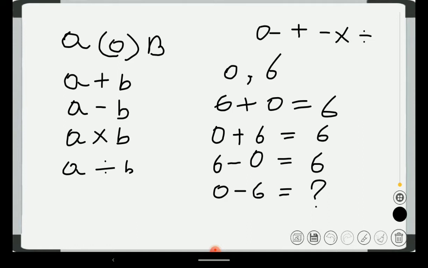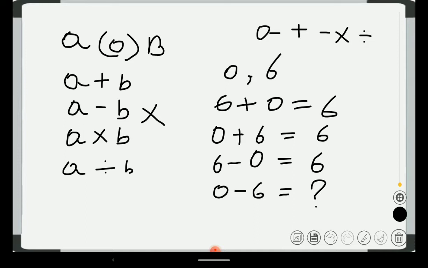So you see that this does not fall in the group of whole numbers. You must be thinking, how can you subtract a bigger number from a smaller number? I will discuss that when I discuss integers. So it does not fall in the group of whole numbers, so it is not closed.